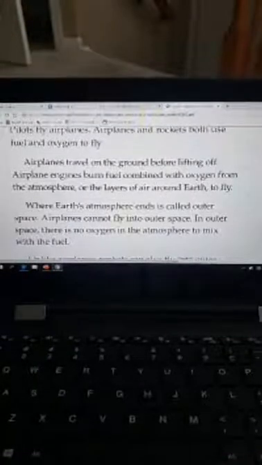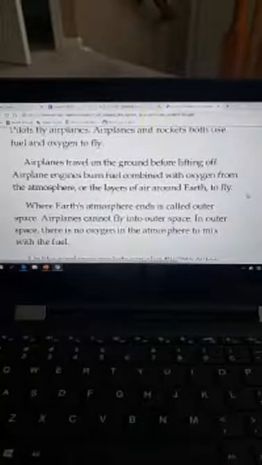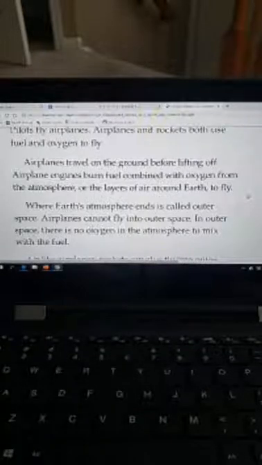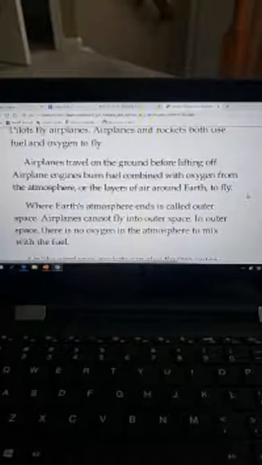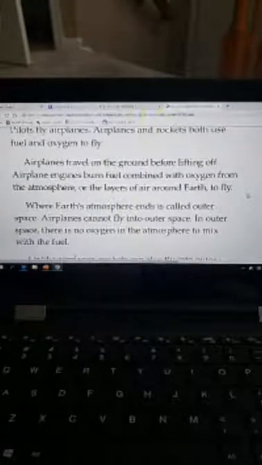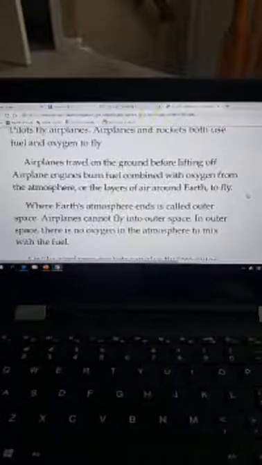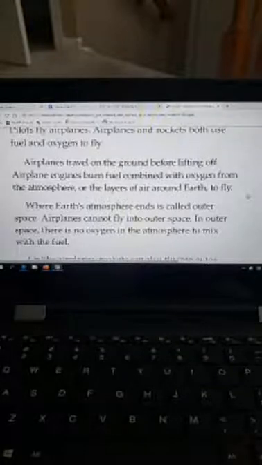As we keep reading, airplanes travel on the ground before lifting off. Airplane engines burn fuel combined with oxygen from the atmosphere, or the layers of air around Earth, to fly. Where Earth's atmosphere ends is called outer space. Airplanes cannot fly into outer space. In outer space, there is no oxygen in the atmosphere to mix with the fuel.